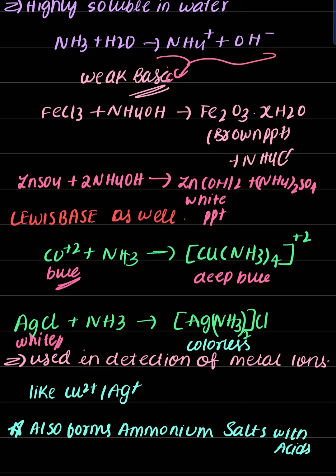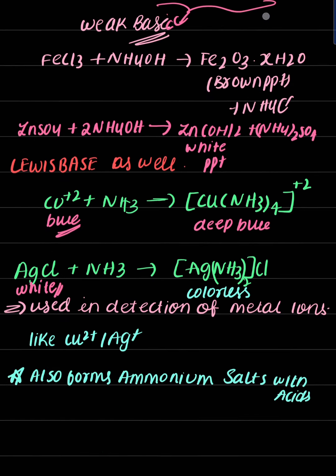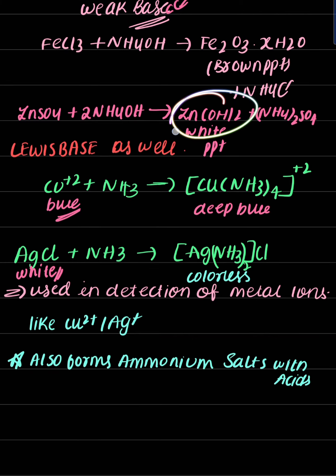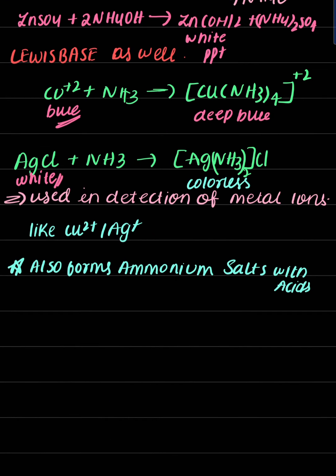And because it's a weak base, it precipitates the hydroxides of some metals from their salt solutions, like FeCl3 or ZnSO4. You get Fe(OH)3, which is a brown colored precipitate, and Zn(OH)2, which is white. It is also a Lewis base because it contains a lone pair of electrons.